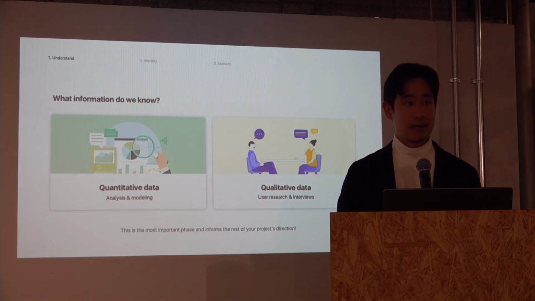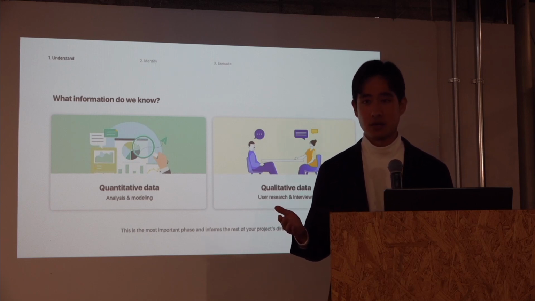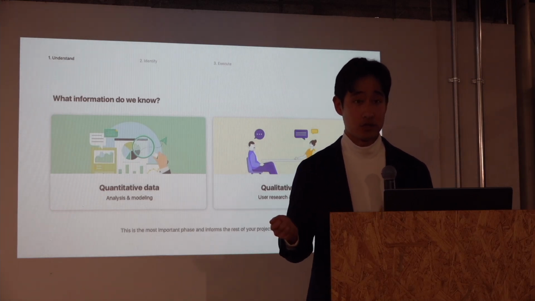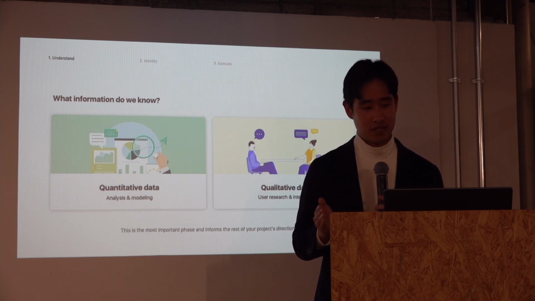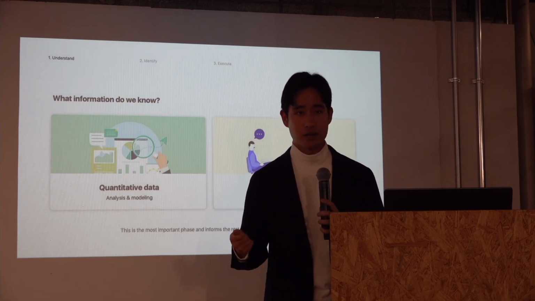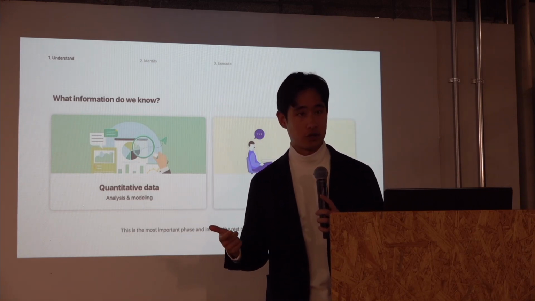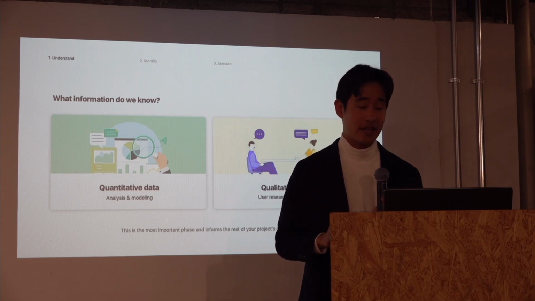So the first step of the UIE framework is understand. And really what that boils down to is asking yourself, what information do we know? And of that, there is quantitative data and qualitative data. Quantitative data is kind of like what we looked at earlier. It's hard numbers. It's the logs that you added in your code to see how users are interacting with your app. It's analysis and modeling.